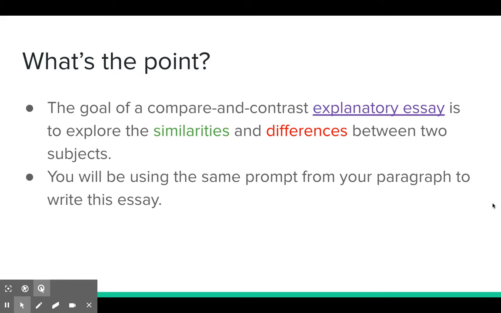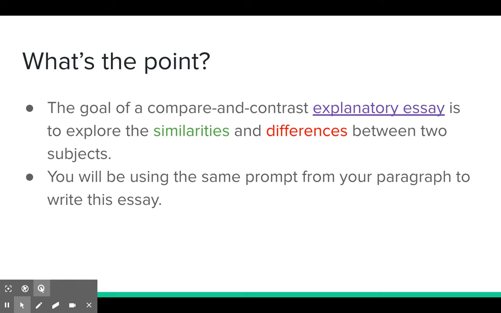So, what is the point of this essay? The goal of any compare and contrast writing is to explore similarities and differences between two subjects. These subjects could be two specific characters, or your subject might be the book version versus the movie version. But either way, our goal is still the same. We are explaining to our audience what these similarities and differences are.